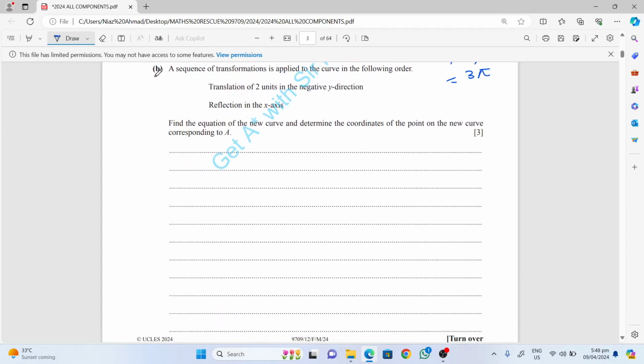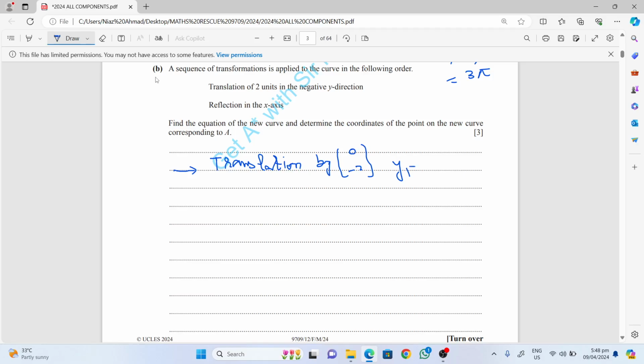Next, part B: a sequence of transformations is applied to a curve in the following order. Translation of two units in the negative y direction. So we are going to apply the transformation mentioned in the question. Translation by 0, minus 2.